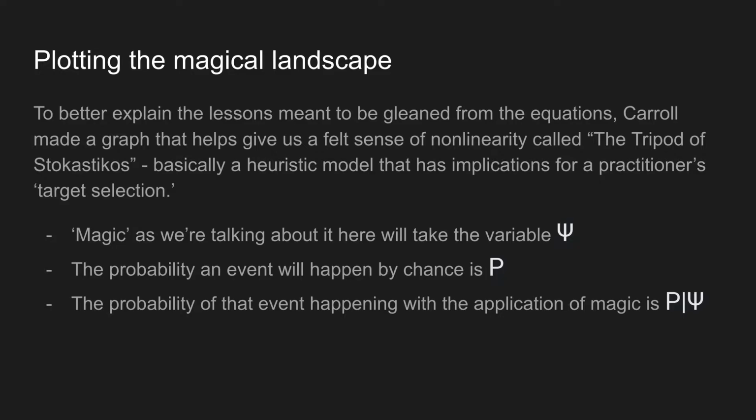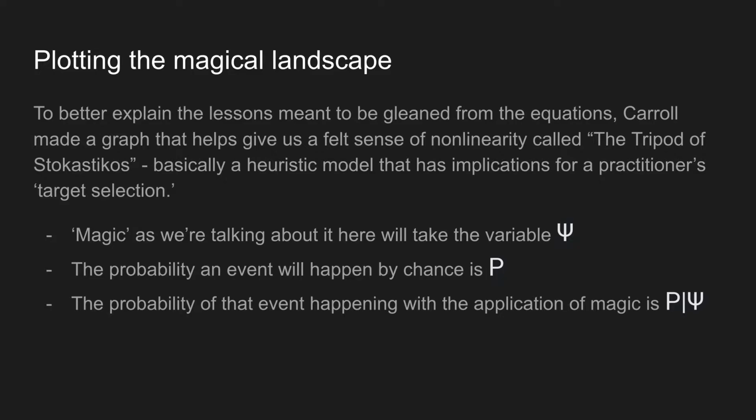So anyway, what we're going to be doing basically with the tripod itself is plotting the magical landscape. We're just going to have a function, which is his spell casting equation, and that's going to give us this landscape when we graph it in a 3D space, and it can give us a nice intuition. So the tripod of Stokastikos is basically just a heuristic model that has some implications for the magical practitioner's target selection.